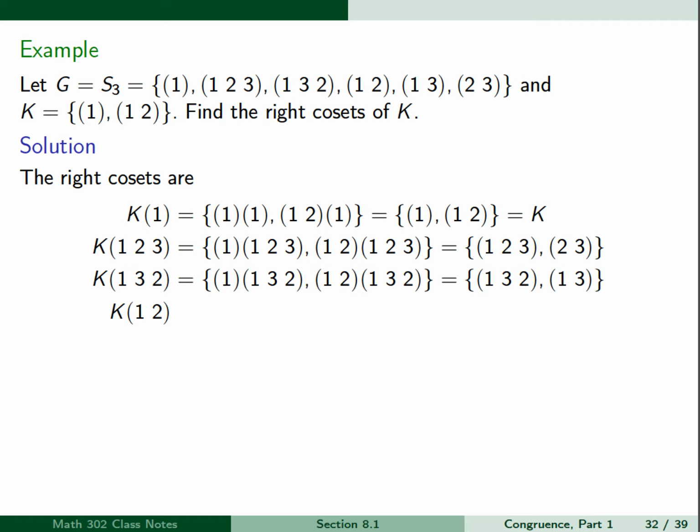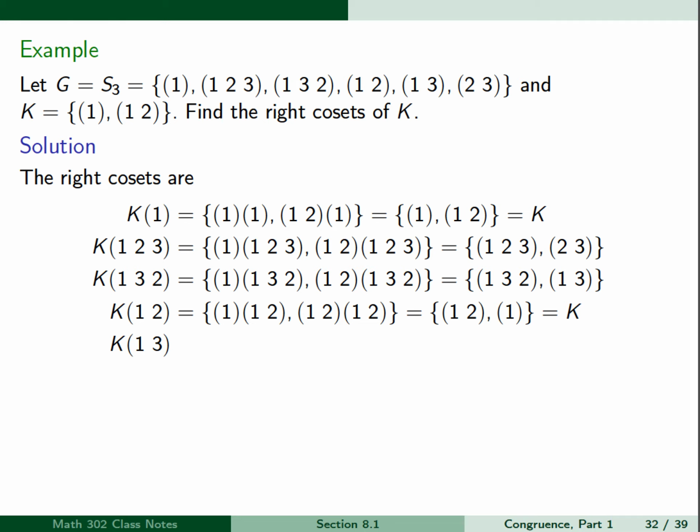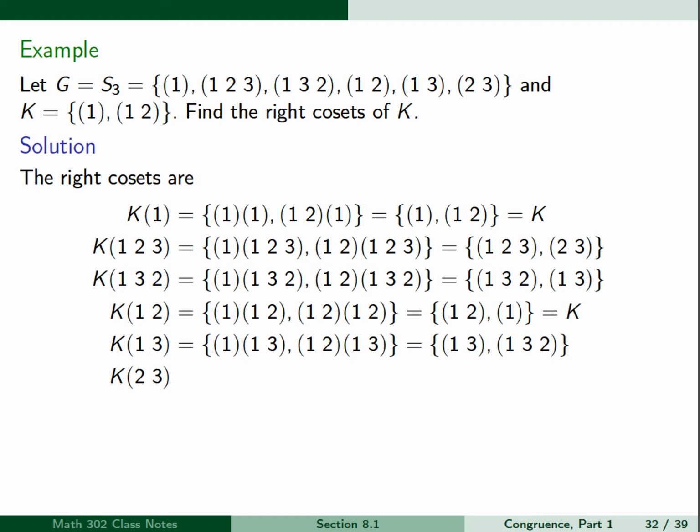Next we have K(1 2). So this will be 1 times (1 2), and then (1 2) times (1 2). This will be (1 2) and 1, which is again the subgroup K. K(1 3), this will be the set containing 1 times (1 3), (1 2) times (1 3), which is (1 3) and (1 3 2). And finally, K(2 3), this will be the set containing... there's a typo there. That first element should be the identity times (2 3), and then (1 2) times (2 3). And the typo carried over, it should again be (2 3), (1 2 3).